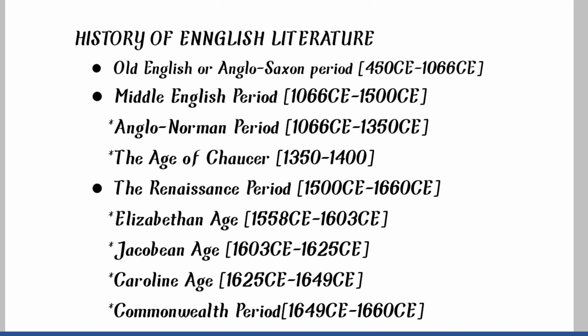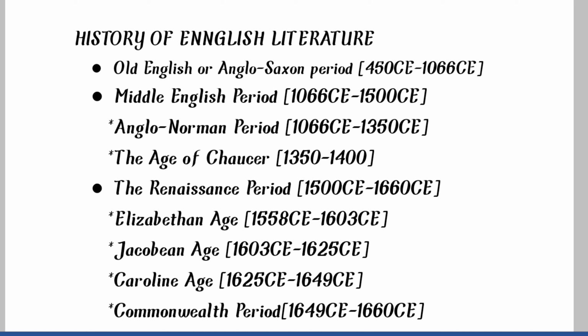First, we are going to study the Old English or Anglo-Saxon period, which ran from 450 CE to 1066 CE. This period is named after the Angles, Saxons and Jutes, who were Germanic tribes. Second, we have the Middle English period, which ran from 1066 to 1500 CE. The Middle English period is also divided into 2 periods.